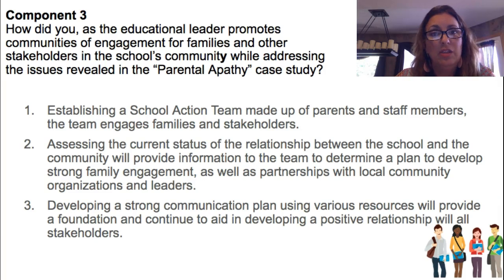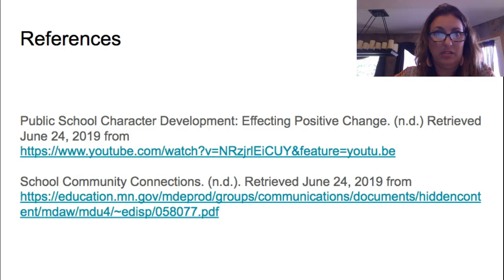The third component, as an educational leader, I would promote the communities of engagement for families and other stakeholders in the school's community by number 1, establishing a school action team made up of parents and staff members, as well as community members, and establishing that team to engage families and stakeholders. Secondly, assessing the current status of the relationship between the school and the community will provide information to the team to determine how a plan to develop strong family engagement, as well as partnerships with local community organizations and leaders. And thirdly, developing that strong communication plan using various resources and consistency will provide a foundation and continue to aid in developing a positive relationship with all stakeholders.